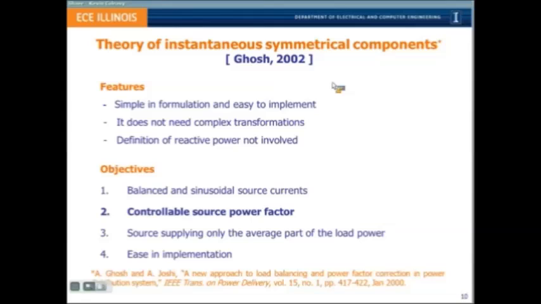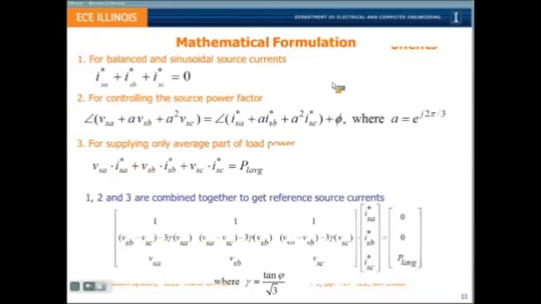So the source is now made to supply only the average component. If we ensure these three conditions, the source supplies only the sinusoidal balanced components of currents with a unity power factor relationship. And it's very simple in implementation. This is the corresponding paper. And here is a small, not very detailed mathematical formulation, since we don't have much time left and we have so many interesting results of simulation and experiments.